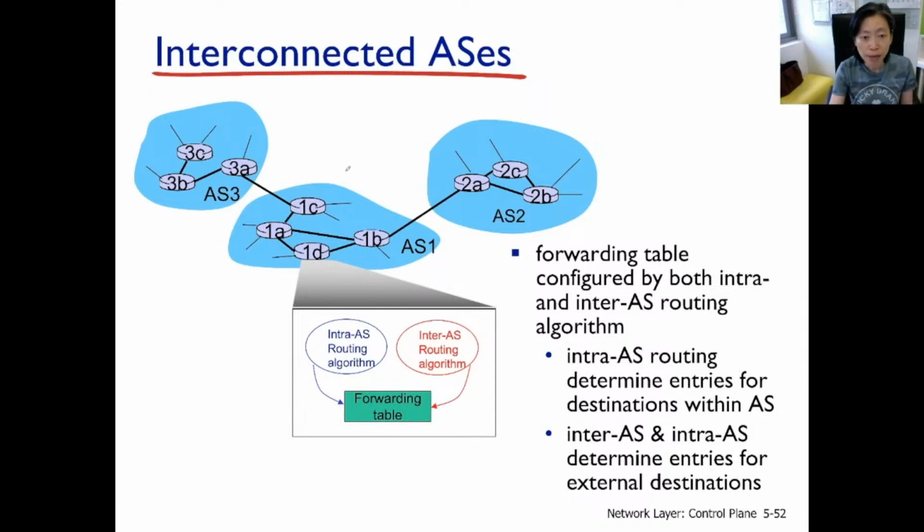On the slide here, you see an example of ASs and how ASs interconnect. We have three ASs: one here, two here, and three here. You see individual routers interconnected within one AS. There are three here for AS2 and three more here for AS3.